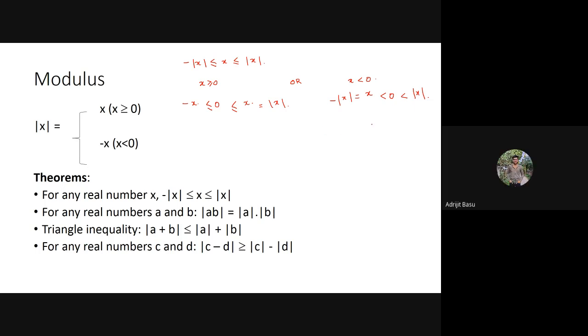Sir, I have one doubt, sir. For this condition, minus of mod x less than or equal to x less than or equal to mod x, it is holding good for all the values. But sir, I just want to ask, why is the less than used, sir? This I can't understand actually.